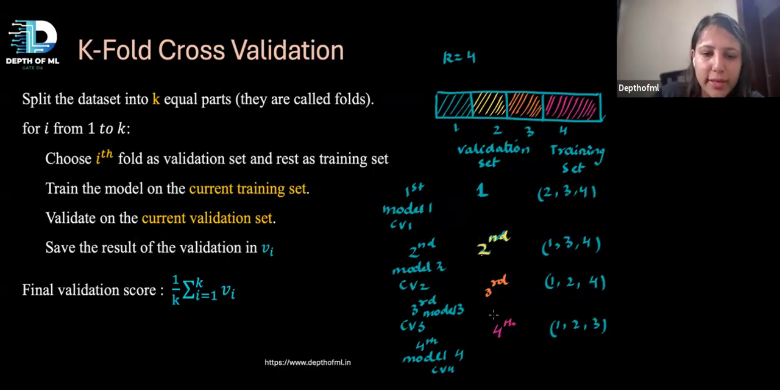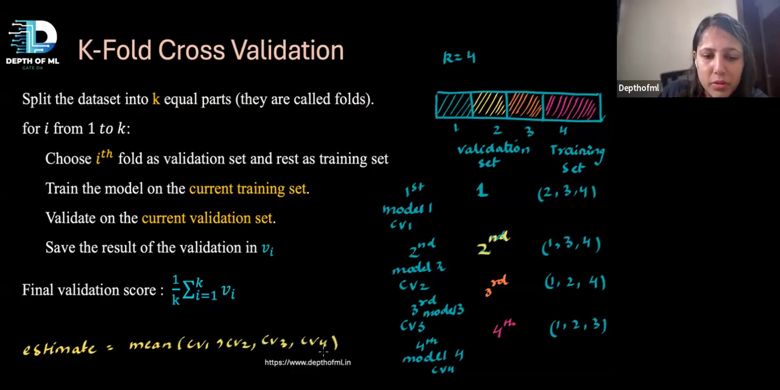So you'll get 4 values. In the end, you'll take a mean of them. So I'll write it here. Your error estimate is basically the mean of CV1, CV2, CV3, and CV4. Okay, so this is basically your estimate now, right?